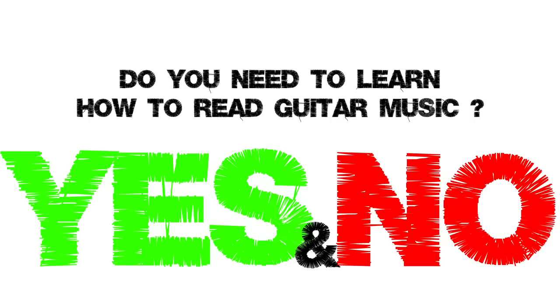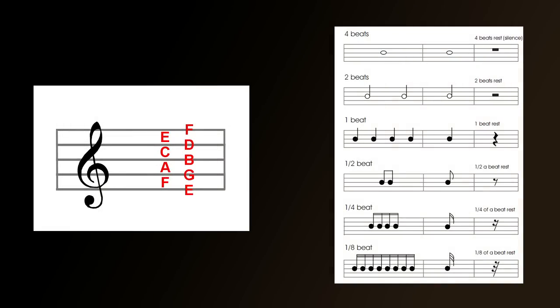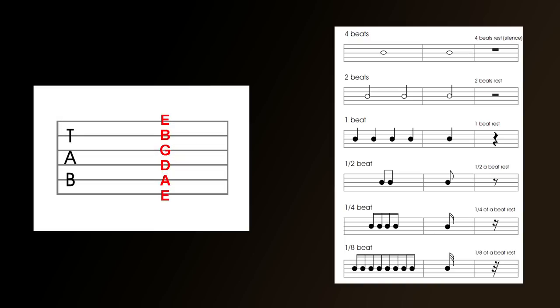Let me explain. Music is made up of two main elements. One is the note or the pitch, and the second is the rhythm. Now, we all need to know how to read the rhythm, especially in the case of a tune we don't know. However, the note or the pitch can easily be replaced with tab. And there's another complication. And the best way for me to explain this is to show you an example.